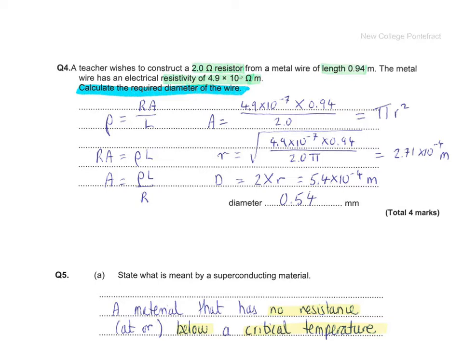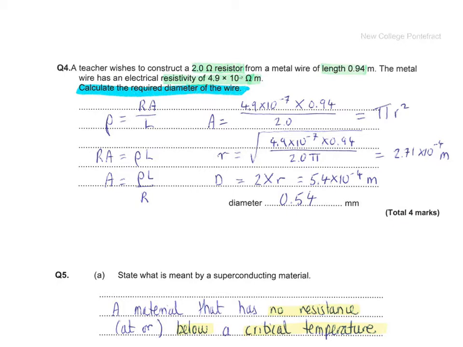Now you just need to carefully substitute the 3 values given in the question, and then you can rearrange this to change from a value for area to the corresponding radius. The final step is then to convert the radius that you have found to a diameter value by multiplying by 2. All this leads you to an answer of 0.54 millimeters. This answer would get you all 4 marks.